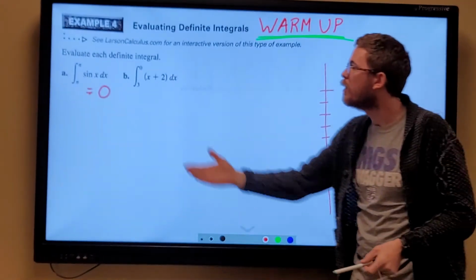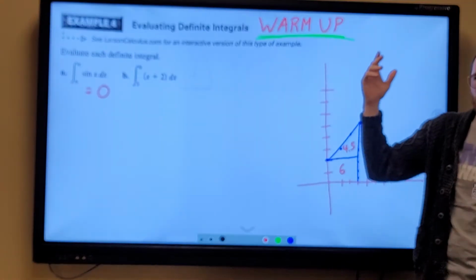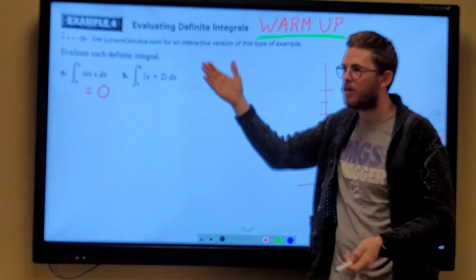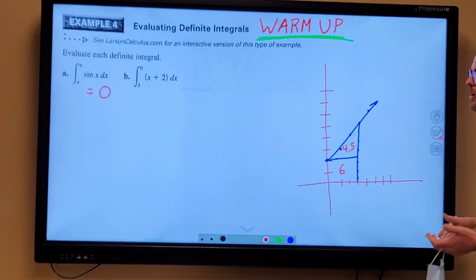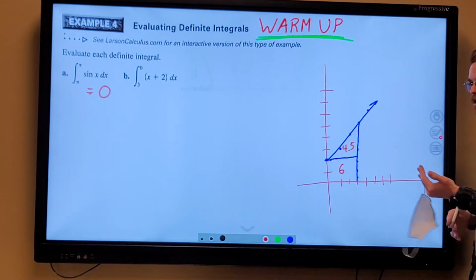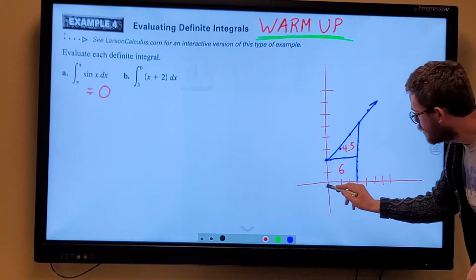And so even though you might have first looked at it and been like, oh gosh, sine of x, how am I supposed to do that? You realize, oh, it's from pi to pi. There we go, making it nice and easy. The second one, we have that x plus 2, so you can graph it, you can think about the area under this curve for sure.